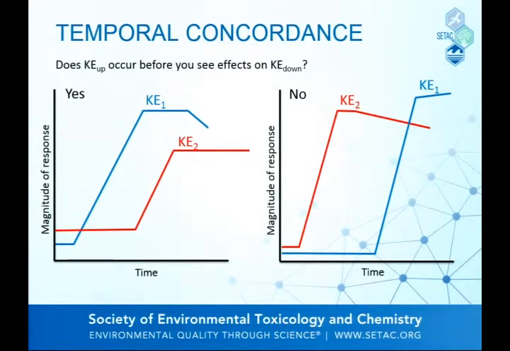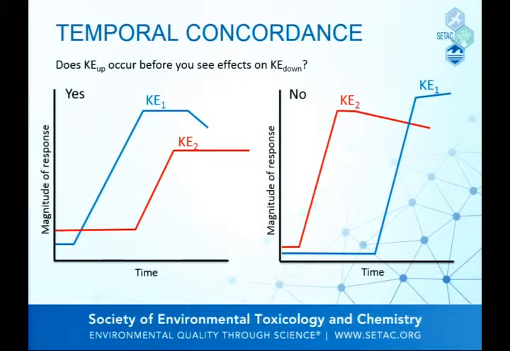Temporal concordance. Does the key event upstream occur before we see effects on the key event downstream? Again, same type of plot, only here we have time on the x-axis rather than concentration. Principle is the same. For key event 1, we start to see changes in that biological response before we see changes in key event 2. So in time, that one occurs first.